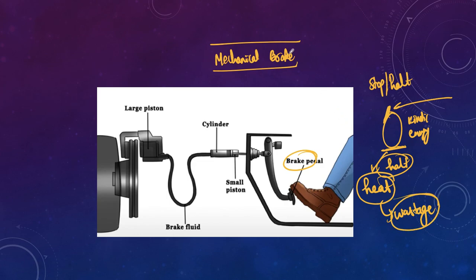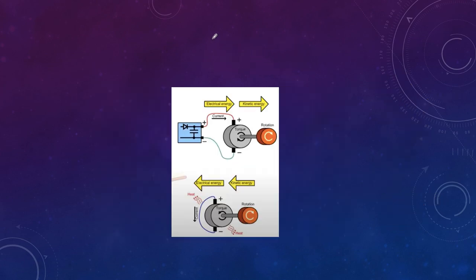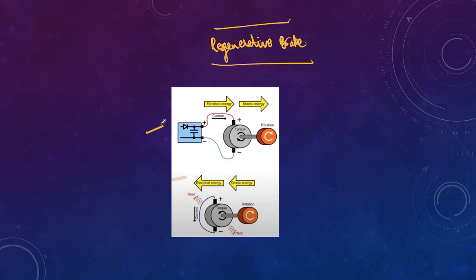But in the regenerative braking system, friends, the energy that would be wasted as heat is instead used in a useful way. That is the basic difference between the mechanical braking system and the regenerative braking system. And how do we do this? Let's try to understand with the help of this diagram. Normally in electric vehicles, we use a battery to supply electricity to the motor, and the motor runs the wheels, so the vehicle is in motion.